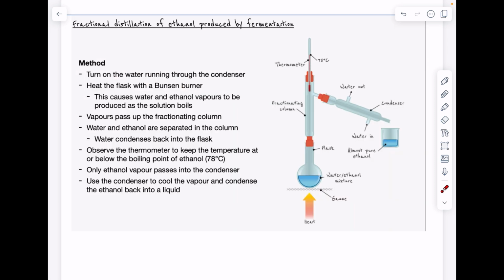Now, I've already said that fermentation produces impure ethanol. So how can we purify it? Well, we can use fractional distillation. So here's our impure ethanol containing water. Remember that water has a boiling point of 100 degrees, whereas ethanol's boiling point is much lower at 78 degrees. So what happens when you heat that round bottom flask is the ethanol vaporizes first, it passes up the fractionating column, and then the water and ethanol are separated in the column because the water condenses back into the flask.